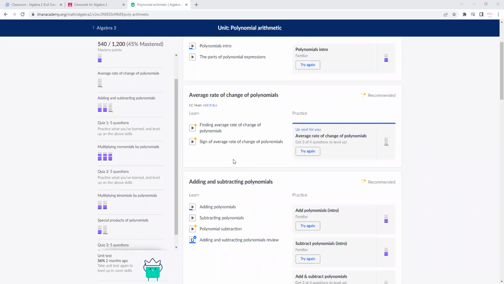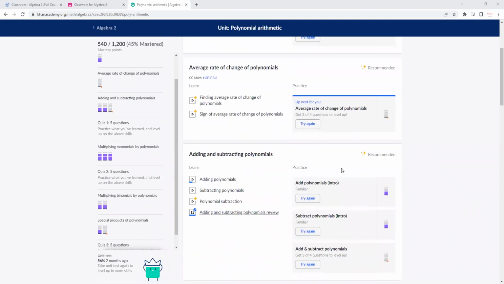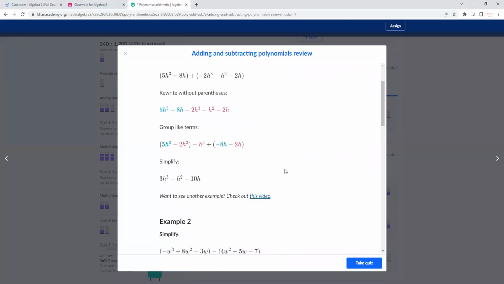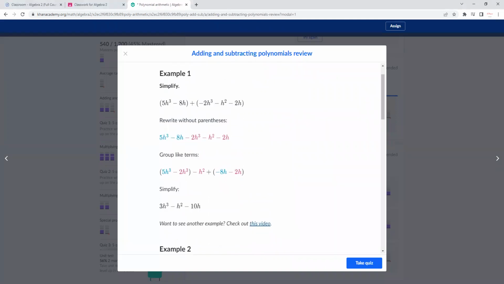So you can take a look at the videos and quizzes if you want. It even goes over adding and subtracting, combining like terms. So remember, when you are combining like terms, they have to have the same variable, the same exponent. So here it says rewrite without parentheses, which it did. You have 5h minus 8h minus 2h to the third power minus h squared minus 2h, which is here.